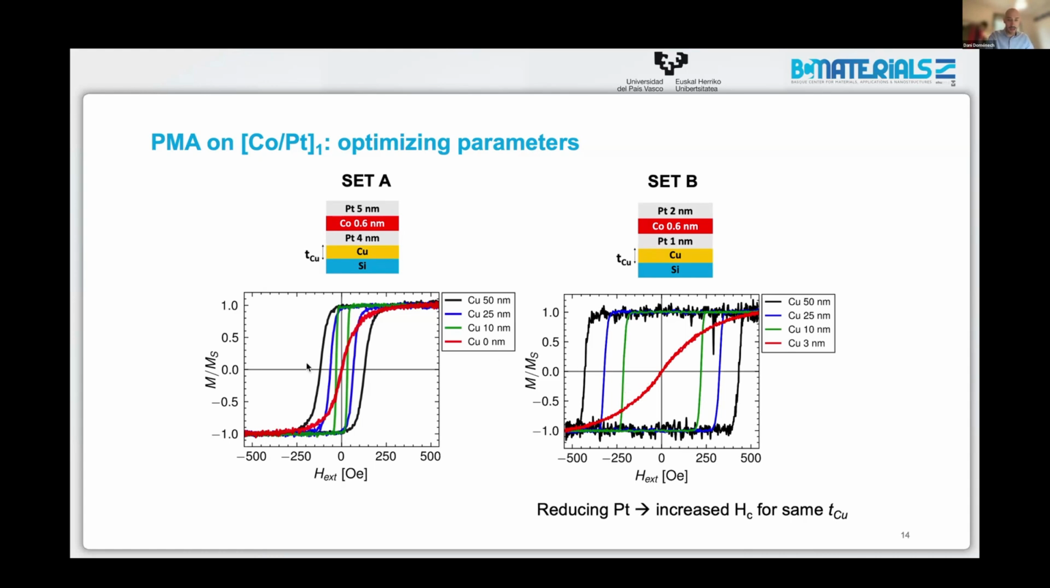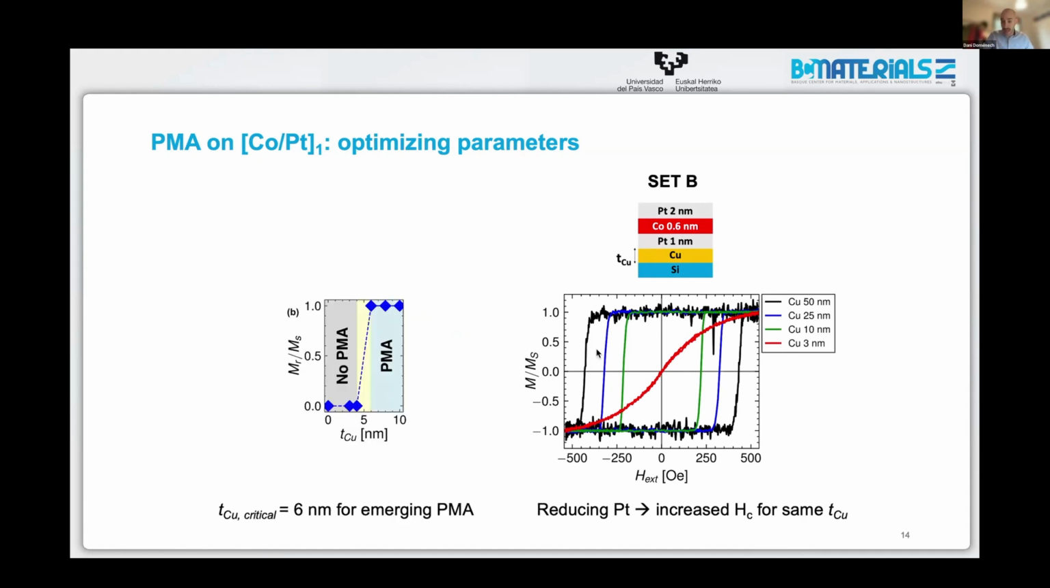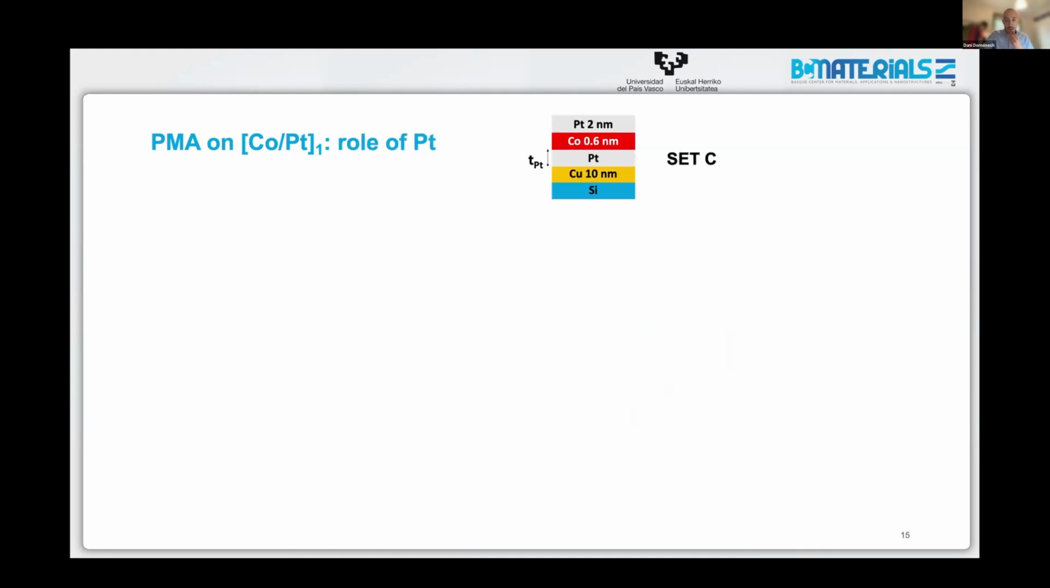As you can see, the coercivities are way higher than in the previous set. So here we see that reducing platinum changes the magnetic behavior a lot. We also found that there is a critical value of the copper thickness, below 6 nanometers, in order to promote the desired PMA. So now the question is to also notice the role of platinum, since there has been a lot of magnetic change by changing this content of platinum.